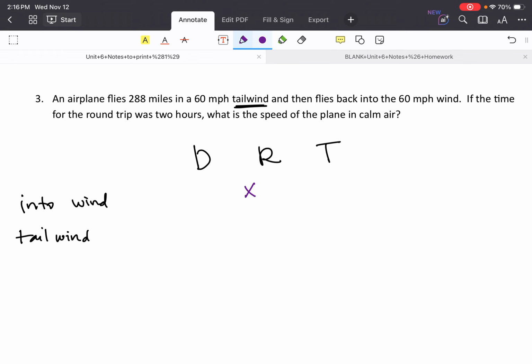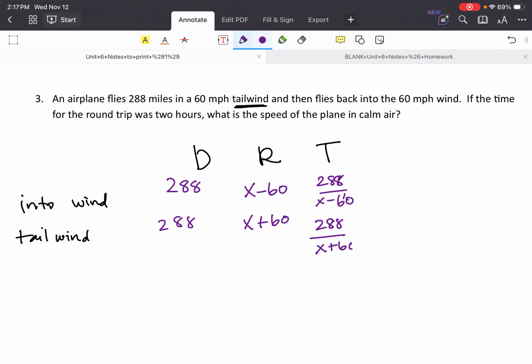So we're going to go into the wind at whatever the speed is, and going with the tailwind, the tailwind makes the object go faster. The distance the airplane is flying for both legs of the trip is 288 miles. And it says, okay, so then we do the time, where we do distance divided by rate and distance divided by rate. It says that the round trip time was 2 hours.